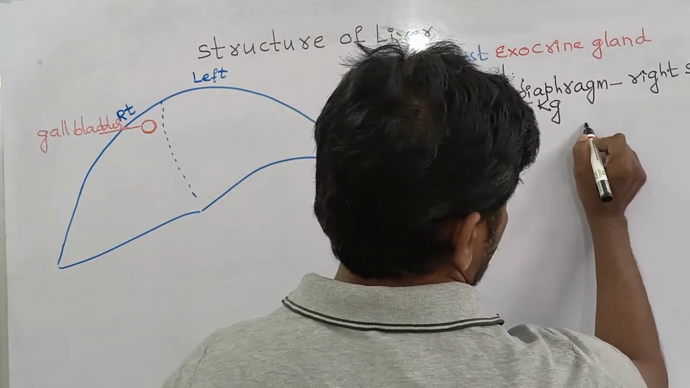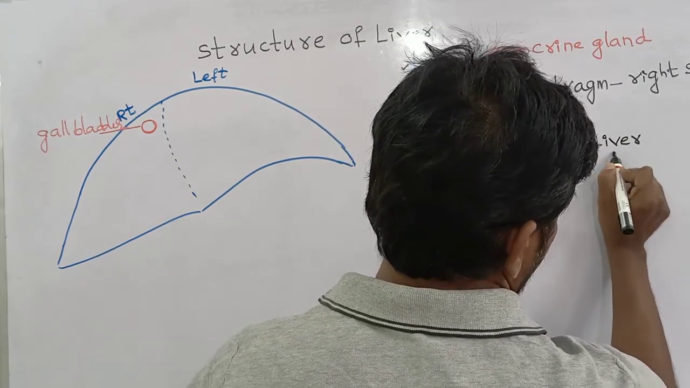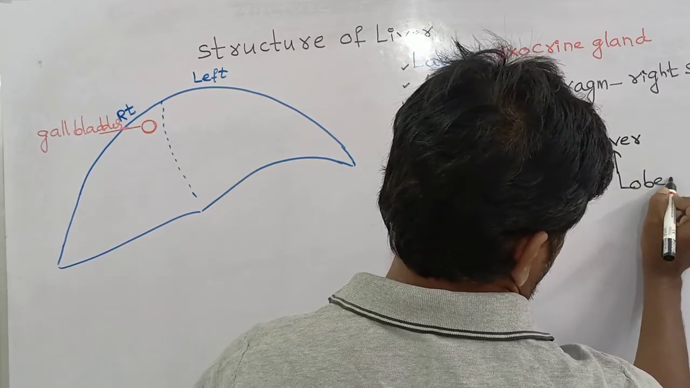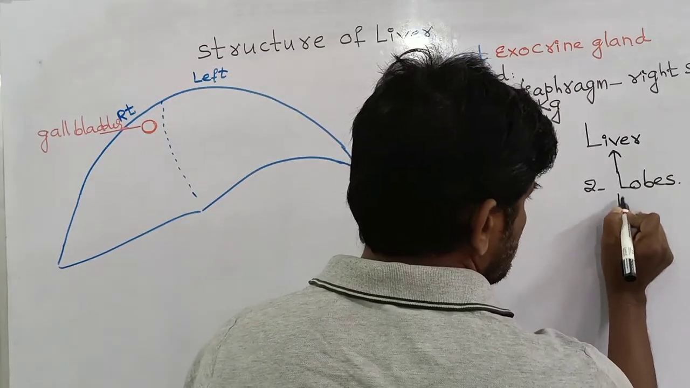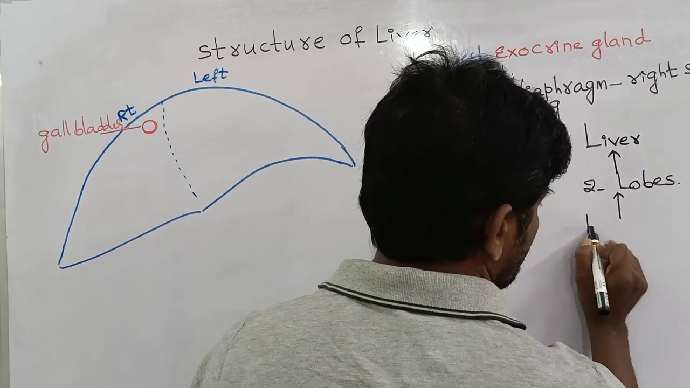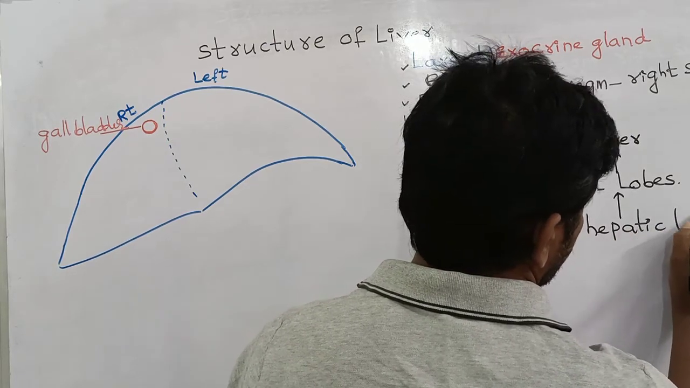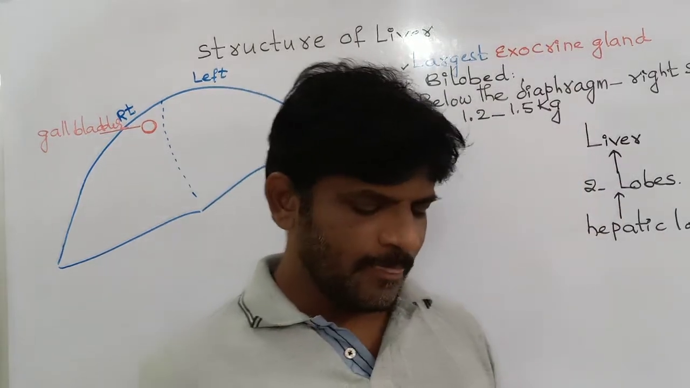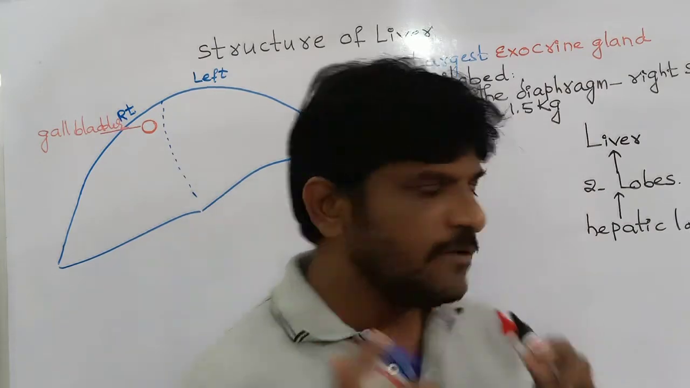See this. Liver is formed by 2 lobes. Each lobe contains many lobules. They are called the hepatic lobules. Here, please underline this: hepatic lobules are the structural and functional units of the liver.